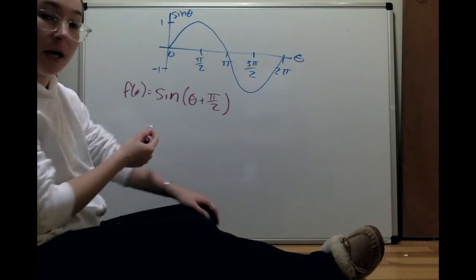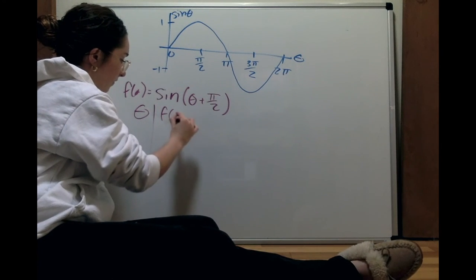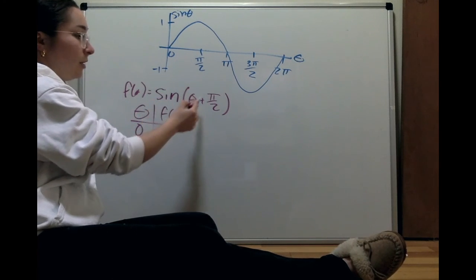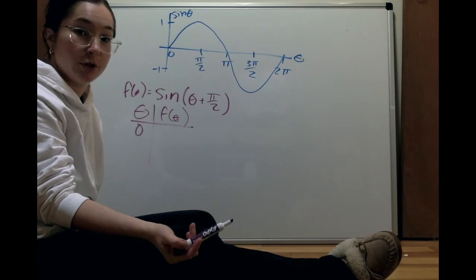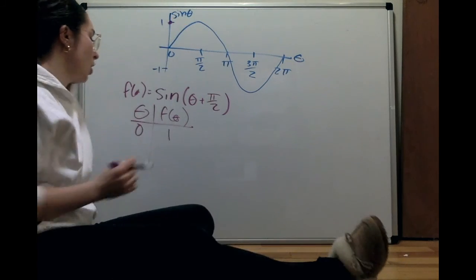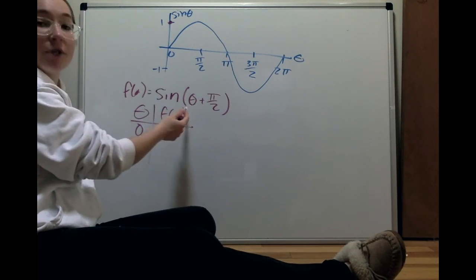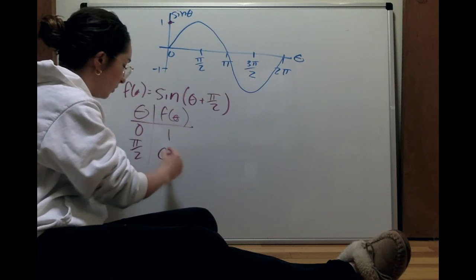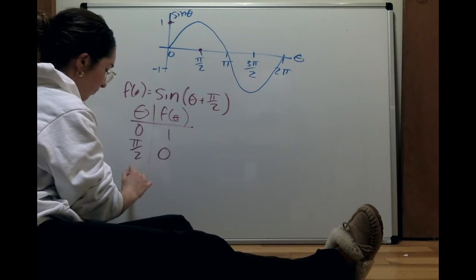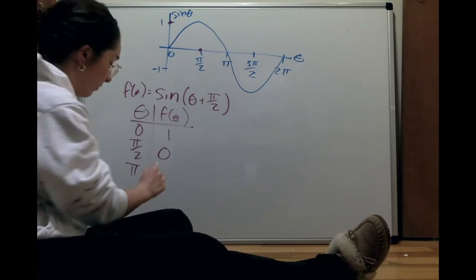So I can make a theta, f of theta table. When I put in 0, I'm going to get sine of 0 plus pi over 2, or sine of pi over 2, which is 1. When I put in pi over 2, I'm going to get sine of pi over 2 plus pi over 2, or sine of pi, which is 0. When I put in pi, I'm going to get sine of pi plus pi over 2, or sine of 3 pi over 2, which is negative 1.